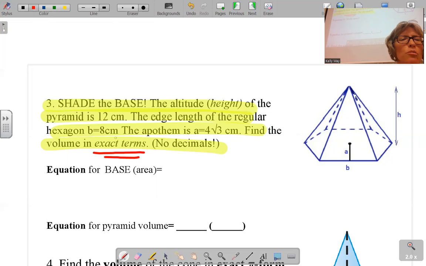Okay, exact terms mean one of 3 things. Either you have fractions, you have reduced radicals, or you have pi form. In other words, no decimals. And no decimals doesn't mean you force it in your calculator and you just round the decimals. Super important. Let's put where things belong.